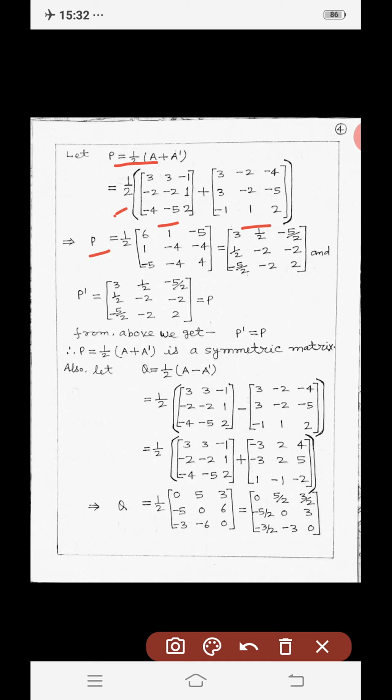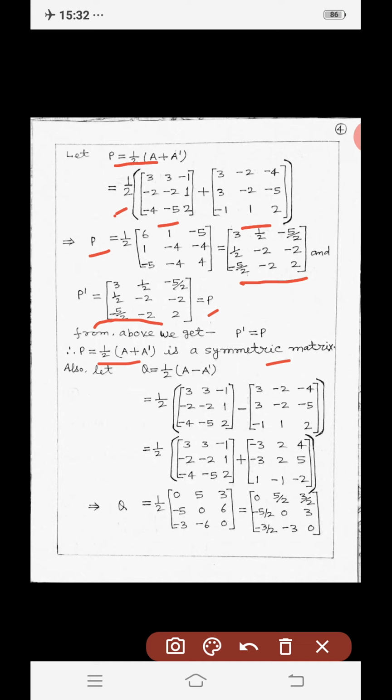So P equal to [3, 1 by 2, minus 5 by 2; 1 by 2, minus 2, minus 2; minus 5 by 2, minus 2, 2], and P transpose equal to, interchanging the rows and columns of matrix P, we get [3, 1 by 2, minus 5 by 2; 1 by 2, minus 2, minus 2; minus 5 by 2, minus 2, 2], and this is equal to P. Here we get P dash equal to P. So P equal to 1 by 2 into (A plus A transpose) is a symmetric matrix.